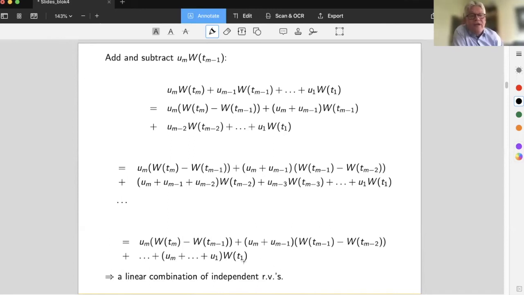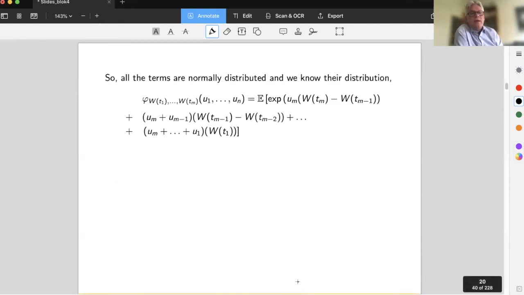And now we have rewritten the exponent as a linear combination of independent random variables. And for those, we know a lot. So we can benefit from this notion that we know that these are independent random variables. So adding all the terms, what we end up with is the joint moment generating function of W_t1 up to W_tm with as running variables U1, U2 up to Um. I'll make this an m in the slides.